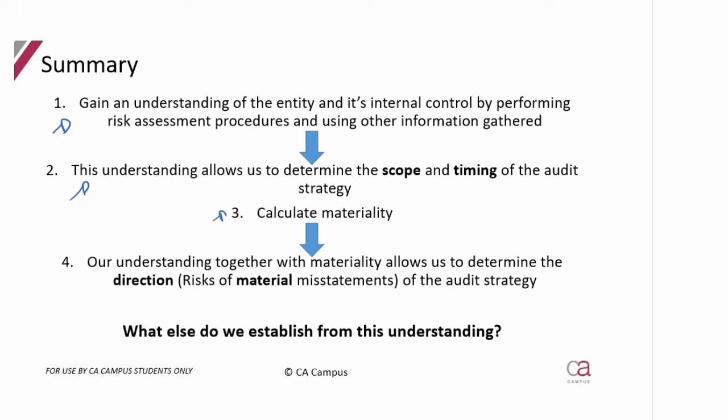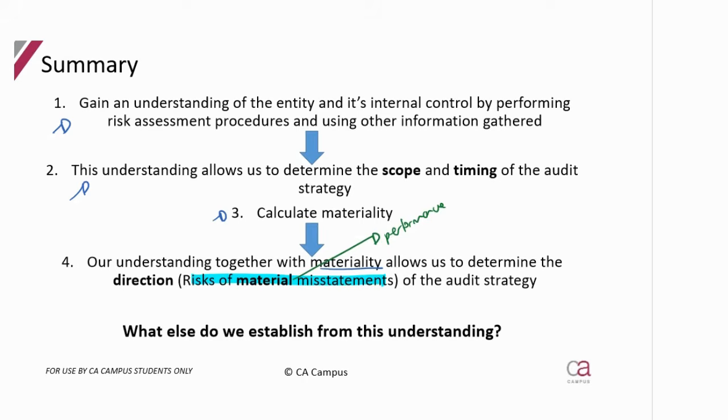We go and calculate materiality, and we use our understanding as well as materiality to go and identify the risks of material misstatement, and that essentially is the direction of our audit strategy. Remember, the materiality that we're looking for there is performance materiality. So we calculate two materialities, but we're only using the one when looking for risks of material misstatements.